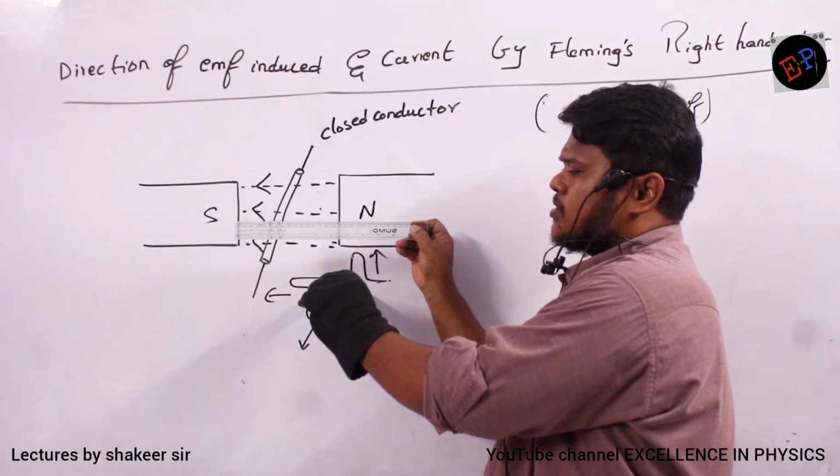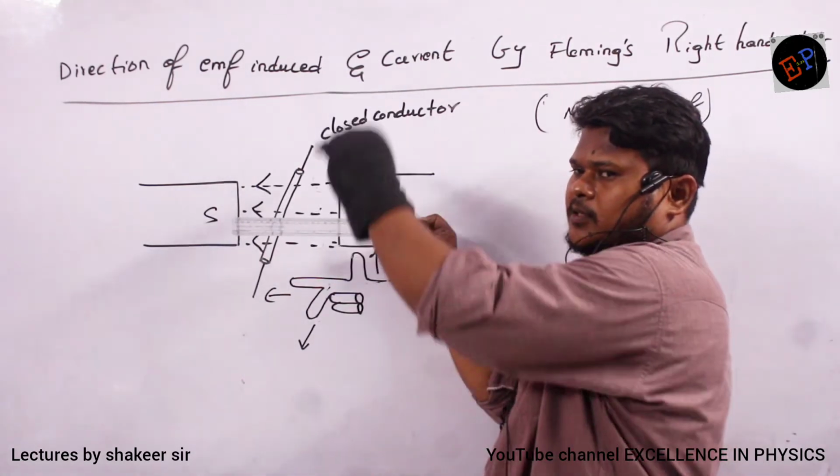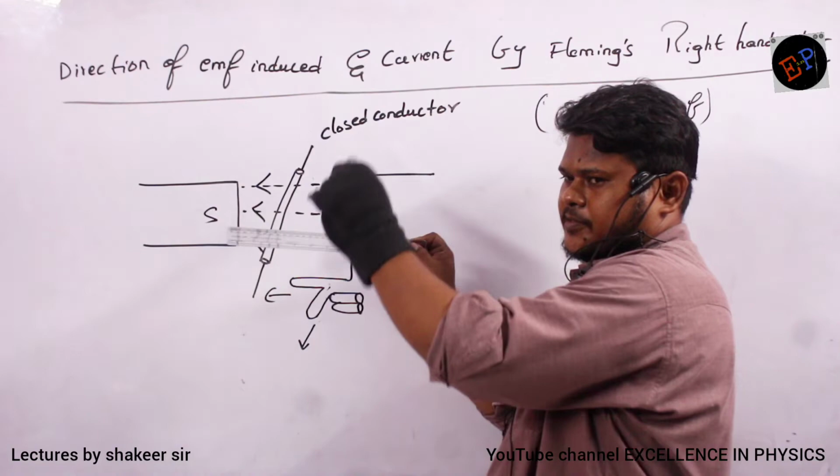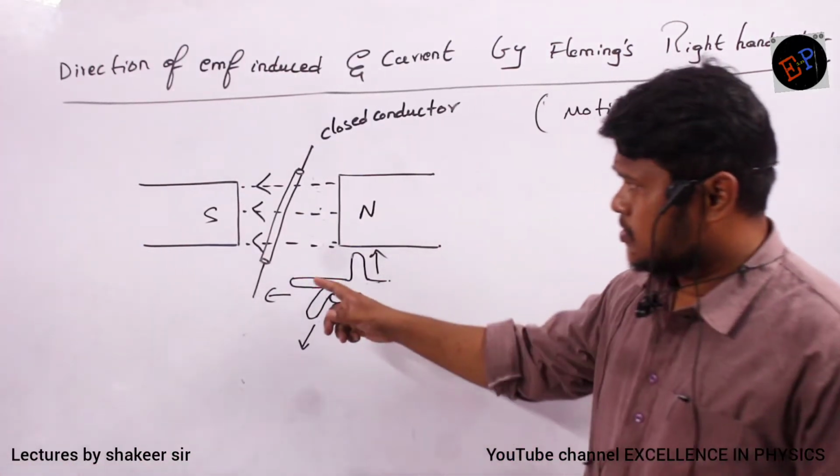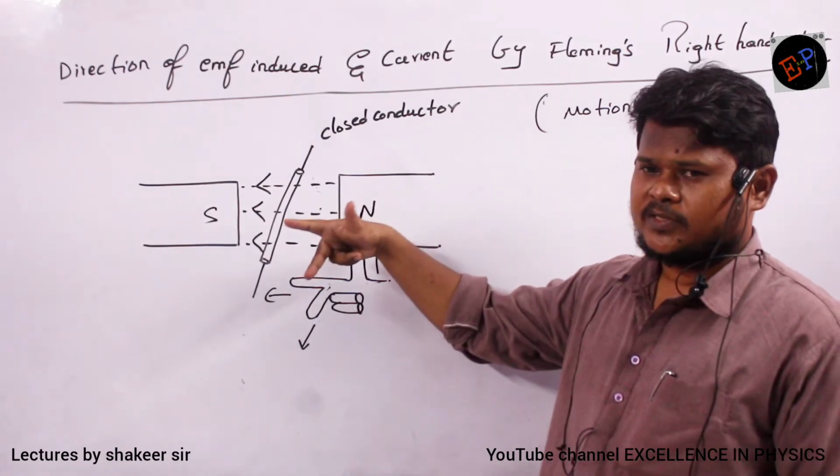So I have to move this conductor either in upward direction or downwards direction. Then it will cut the magnetic lines. Are you able to understand? So therefore, that direction of induced EMF is given by Fleming's right hand rule.